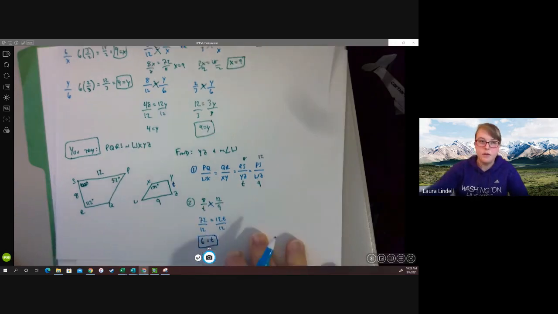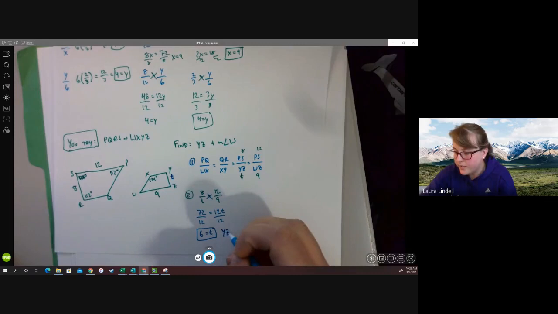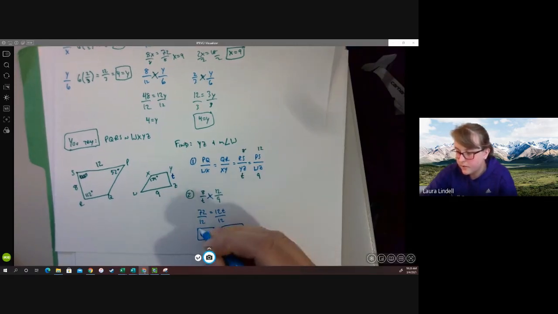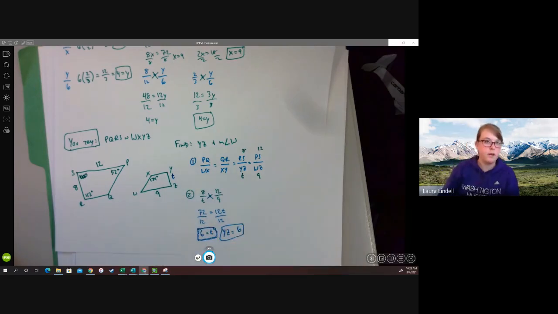So for this one, you should get 6 equals t, which means that YZ, the side we were asked for, is 6. So actually, t isn't what we were really looking for. You want to replace that variable again with YZ. Okay. And then what's the measure of angle W going to be? Anyone know? Anyone have a guess?